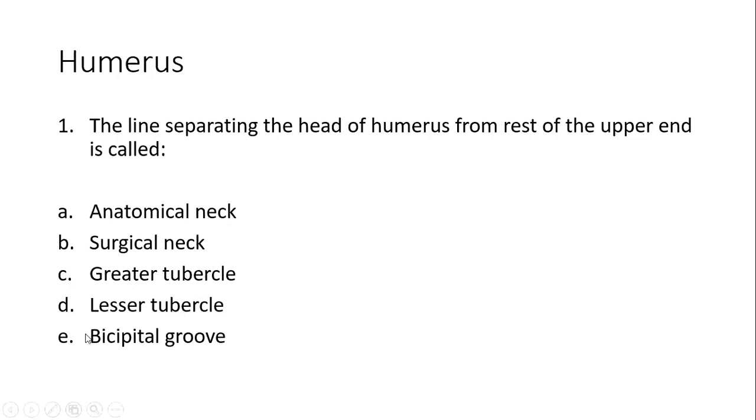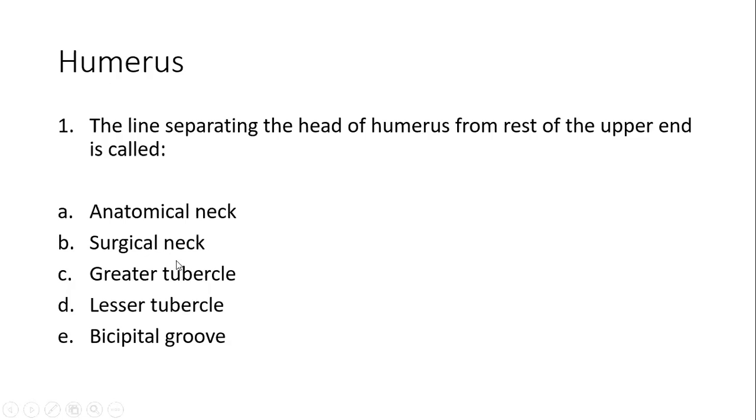So we have excluded these last three options, greater tubercle, lesser tubercle, bicipital groove, on the basis of the landmark that is asked in the question, which is a line. So none of these is a line. We are left with option A and B, which are anatomical neck and surgical neck. So now we will have to recall the bony features of the humerus. We know that humerus has two necks, an anatomical neck and a surgical neck.